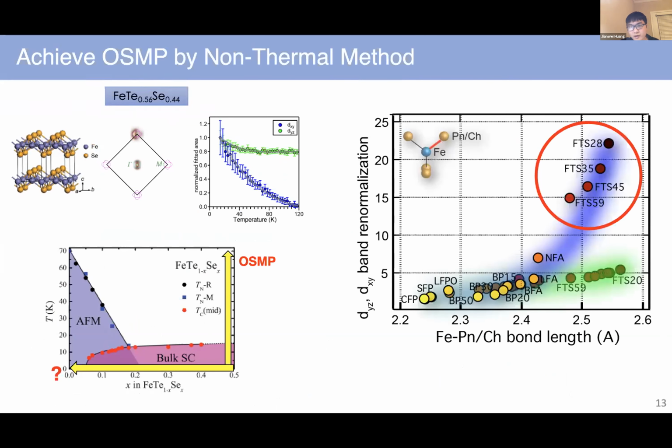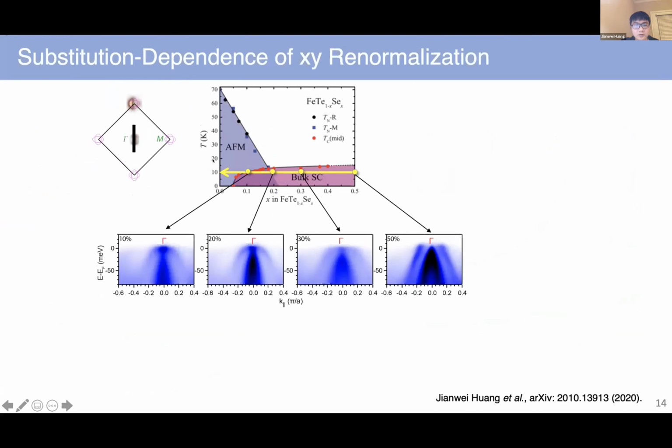In this previous diagram, we find that if we substitute selenium with tellurium, the ion bond will increase. So the xy orbital will undergo a much larger mass enhancement. So we did this experiment. We plot the gamma-M cut of different iron tellurium selenium compounds, shown in this phase diagram here.